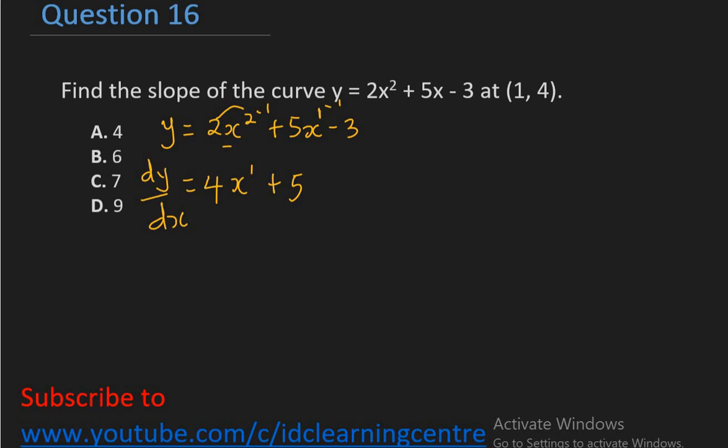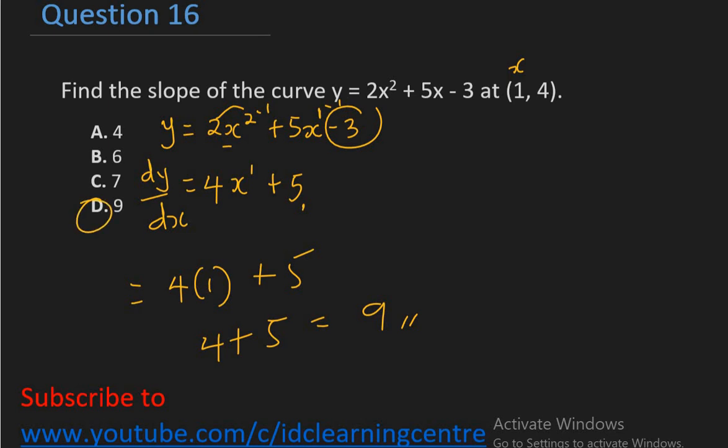Anything raised to power 0 is 1. If you differentiate constant, you get 0. So I'll have 4x plus 5. But now this represents x. So since there's no y here, I won't bother with the 4. But since there's x, replace the x with 1, you have 4 times 1 plus 5. 4 times 1 is 4 plus 5 is 9. The right answer is D.